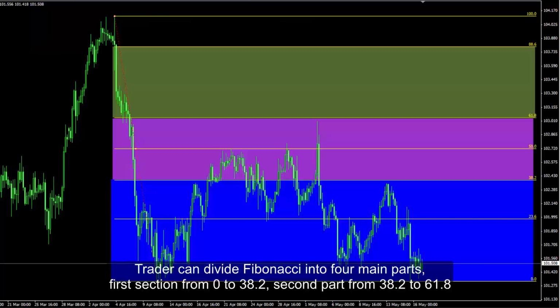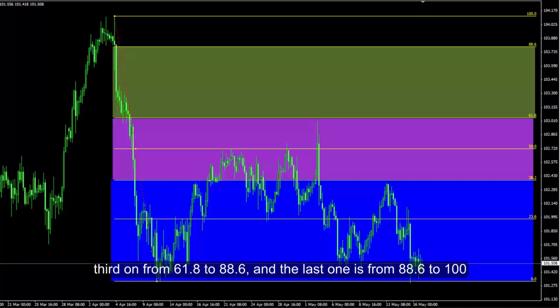A trader can divide Fibonacci into four main parts. First section from 0 to 38.2. Second part from 38.2 to 61.8. Third, one from 61.8 to 88.6. And the last one is from 88.6 to 100.